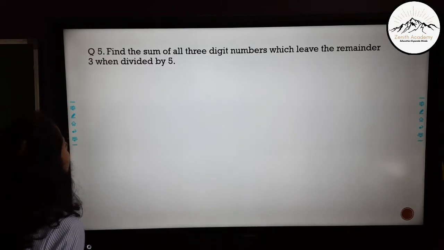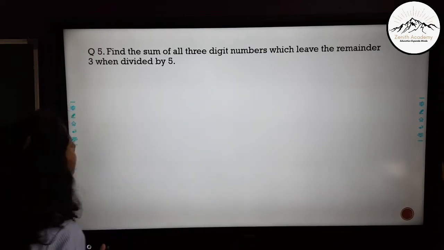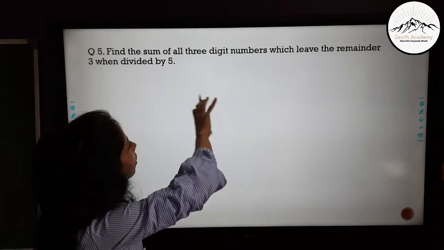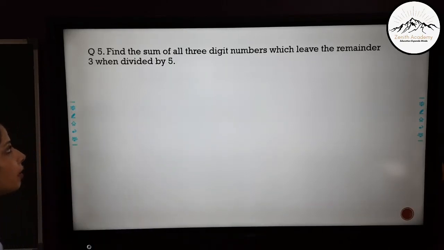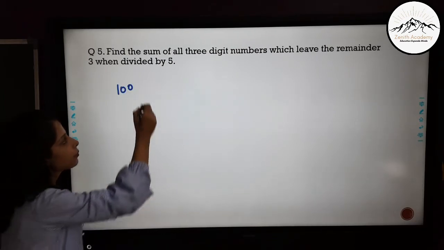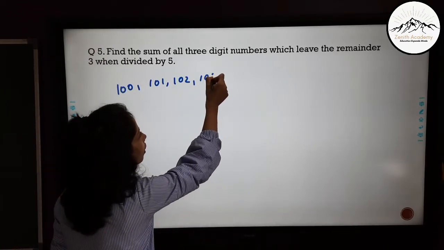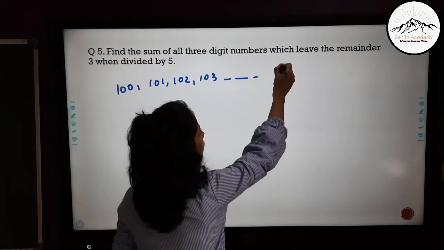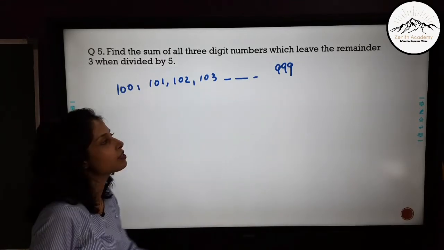Question number 5. It says, find the sum of all 3-digit numbers which leave the remainder 3 when divided by 5. We need to find the sum of all 3-digit numbers which leave the remainder 3 when divided by 5. What are the 3-digit numbers? It starts with 100, 101, 102, 103 and so on. And what is our last number? 999. These are three-digit numbers.